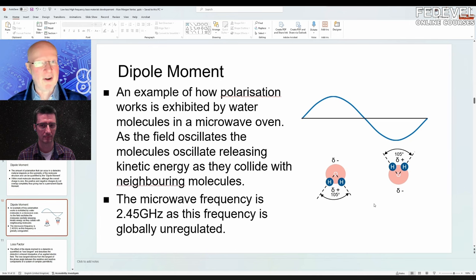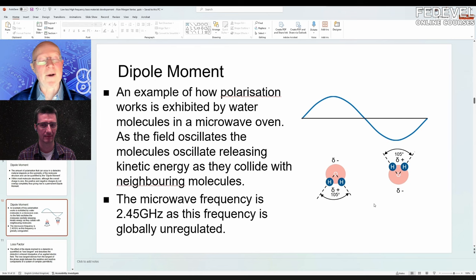Take some low loss material, for example PTFE, which is very low loss. Put that in the oven for an hour. An hour, a minute, whatever time you like. An hour would actually work, by the way. It wouldn't get hot because there's hardly any dipole moment in there. So you can tell straight away.